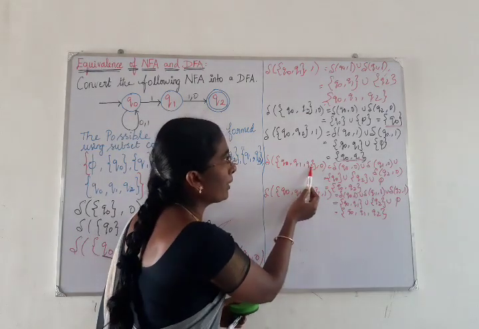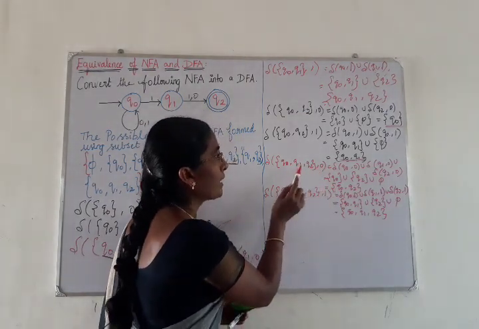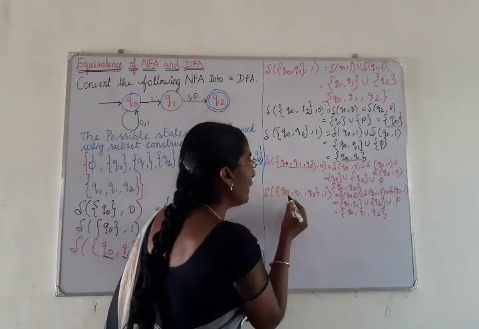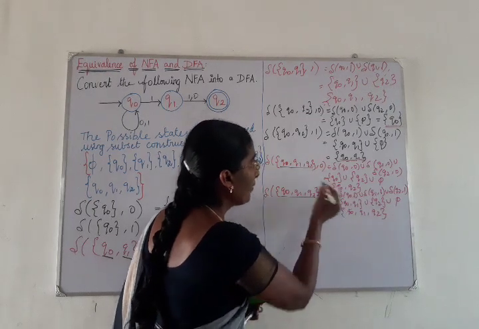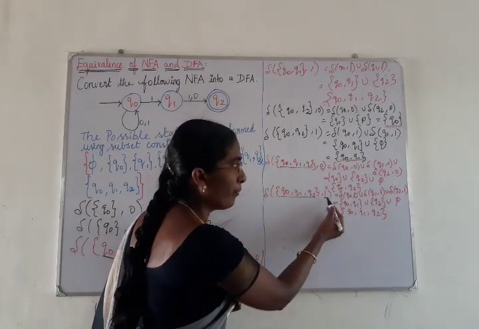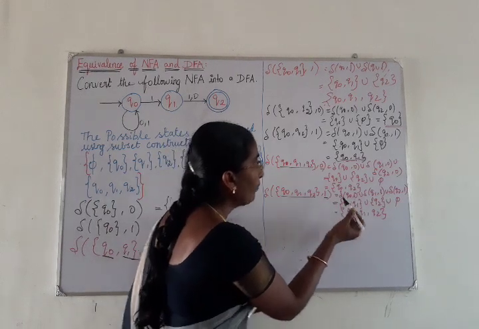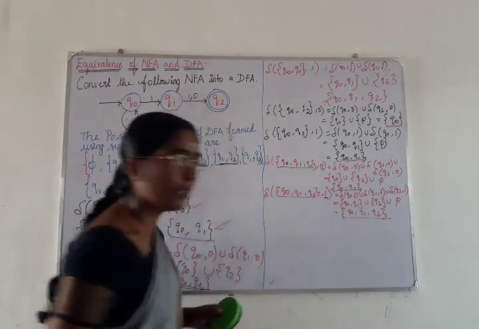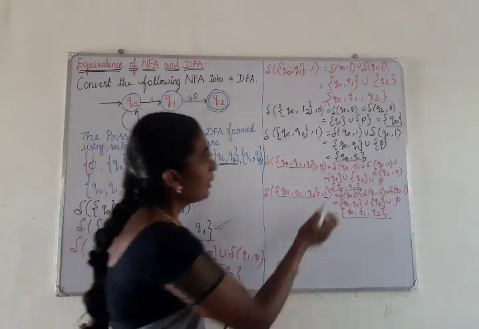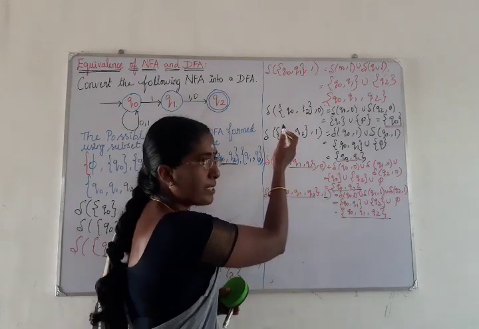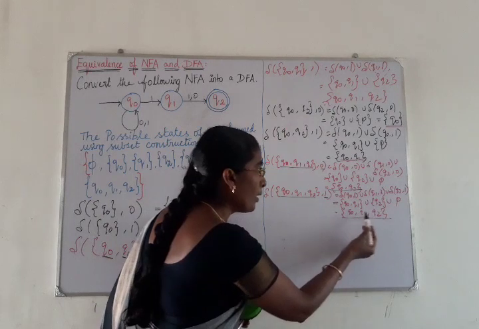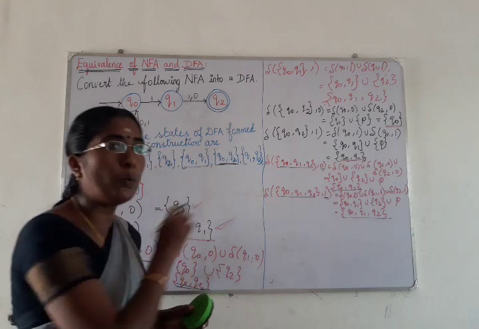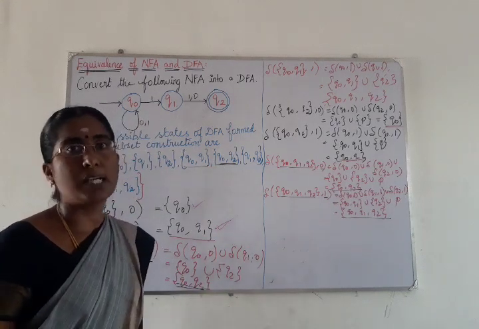q0 comma q1 comma q2 comma 0. Here we are extending this state for the input symbol 0. Likewise, again we are extending the same state for the input symbol 1. Here we extended for 0, here we extended for 1. Right? Here the result is q0 comma q2 and here the result is q0 comma q1 comma q2. So q0 comma q2 is also an existing state, already we extended it. q0 q1 q2 is also an existing state, that is also extended. Right? Now we extended all the states reachable from the start state q0.